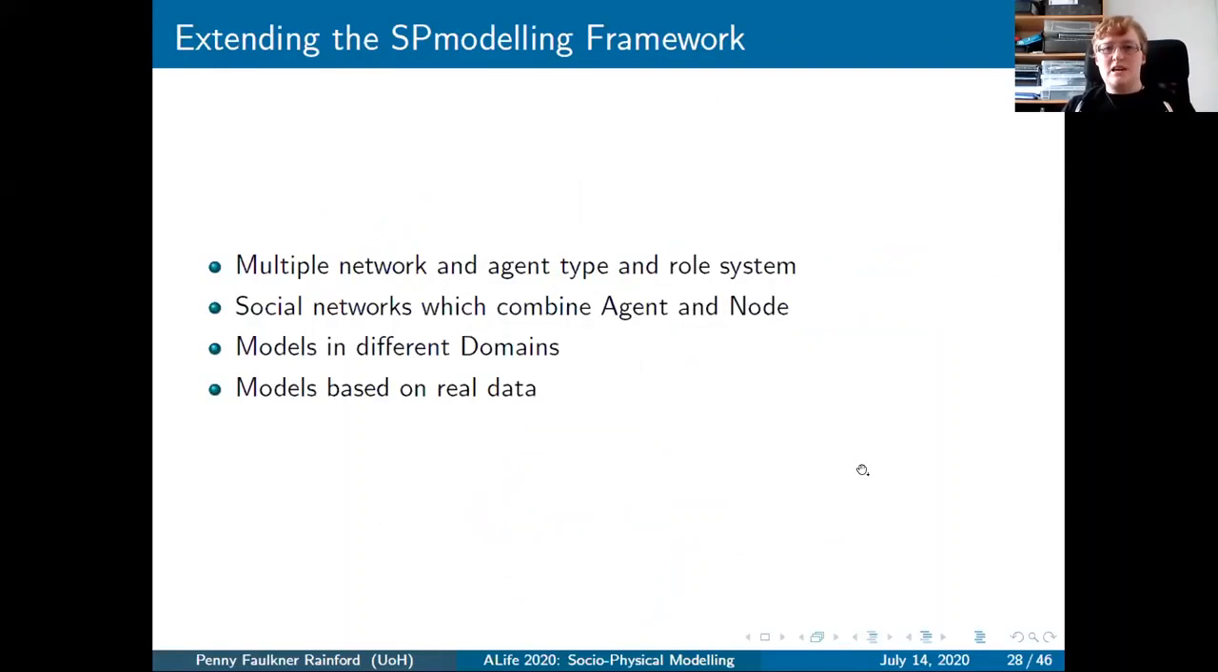So we're hoping to extend this. We're currently working on multiple networks, multiple agent types and role systems. We're currently adding in social networks that combine the agent and node. We're moving into models in different domains and models based on real data.